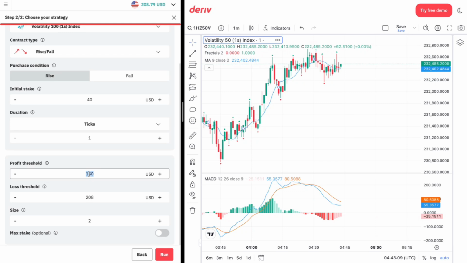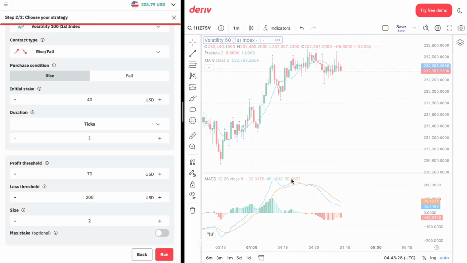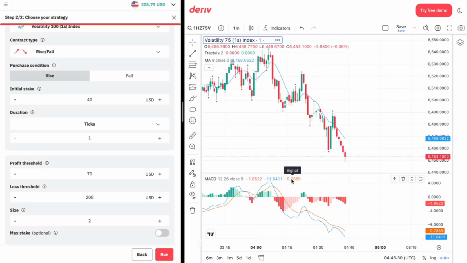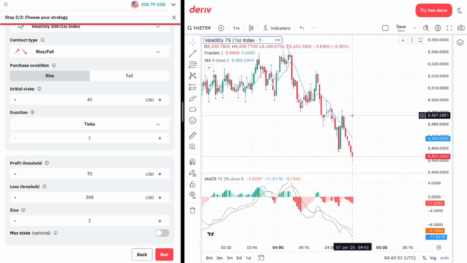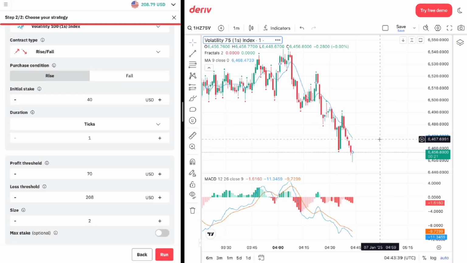We could even go with 72 times. So if we win twice, we've made the money. 39 times 2 is, yeah, it's almost 80. Let's see, 78, 75s. This was a strong downtrend. Yeah, this would be a good one to enter for downtrend. This countdown to bar close.